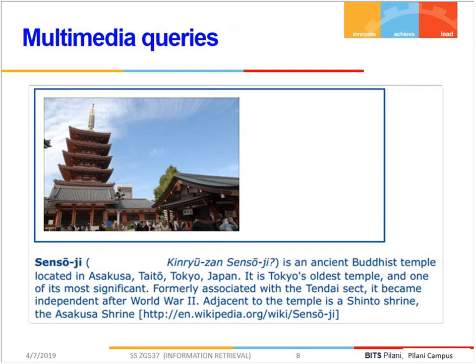That means if it's a very famous ancient Buddhist temple, then what was the name of the temple, who built it, in which year it was built, what is so special about this architecture. All this information is what we want as the result of our query. So the input is an image and the output is text, basically, in this case. So this is again an example of multimedia information.